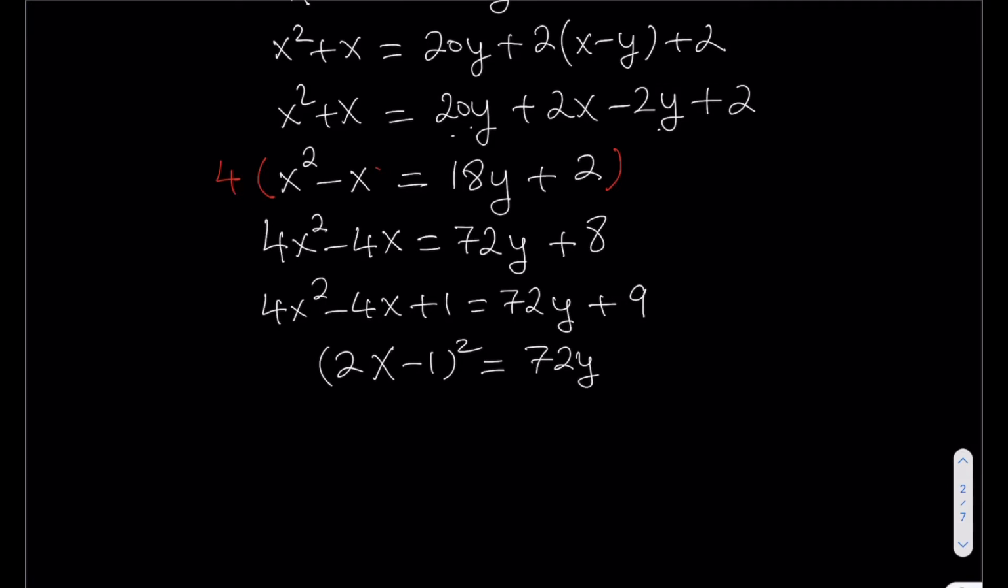Now at this point we're going to be using modular arithmetic. If you take a look at this, the right-hand side is a multiple of 9 because I can write it as 9 times the quantity 8y plus 1.